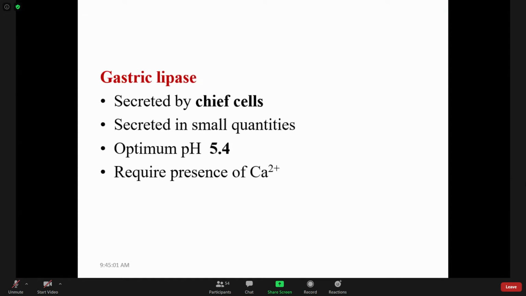Apart from that, the pH in infants is not very acidic, it is near alkaline, around 5.4, so gastric lipase can hydrolyze well. Another thing we already discussed in a previous slide: these fats are hydrophobic in nature, and the enzymes are hydrophilic in nature.